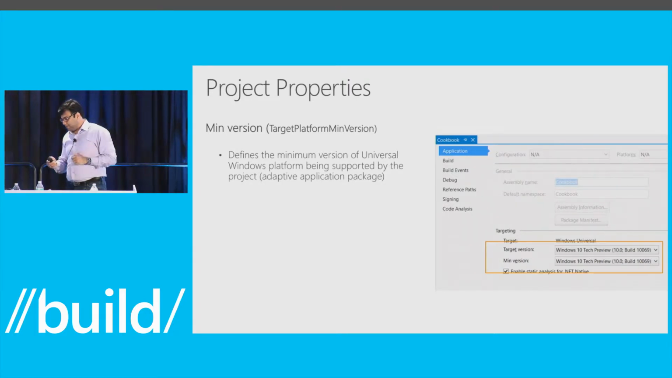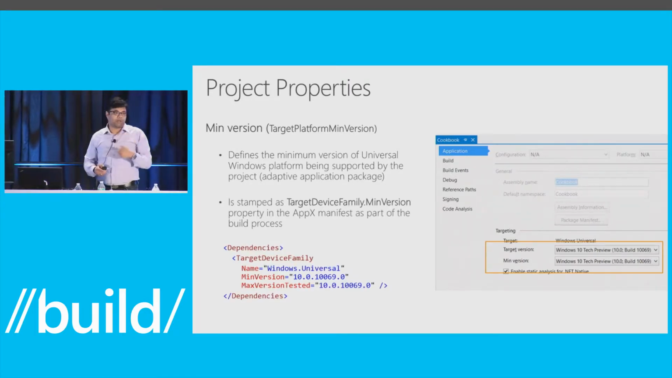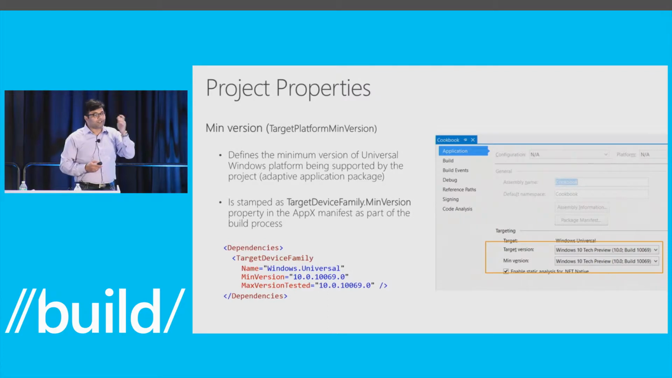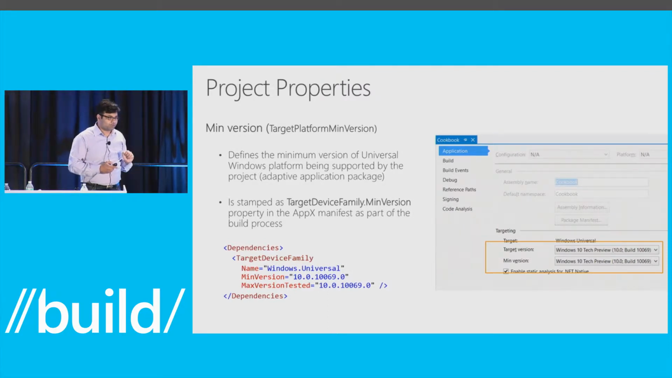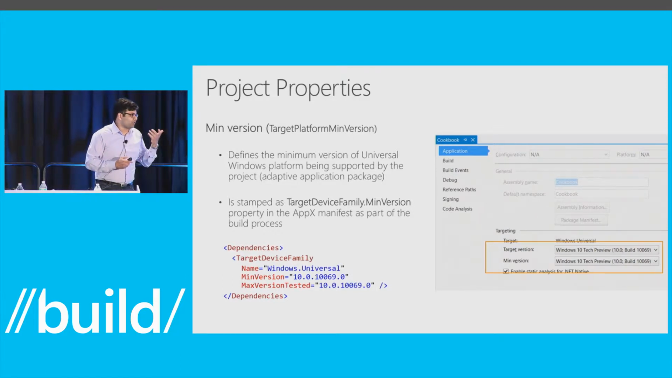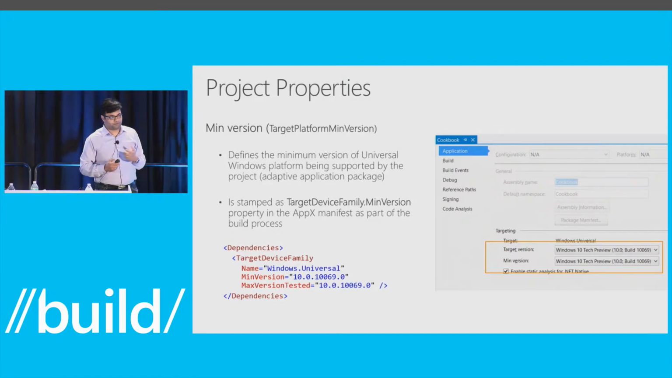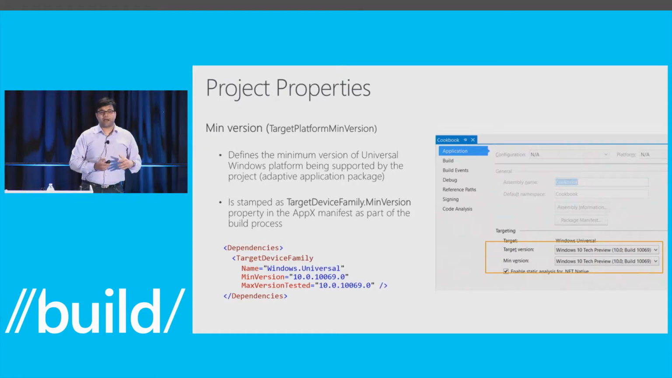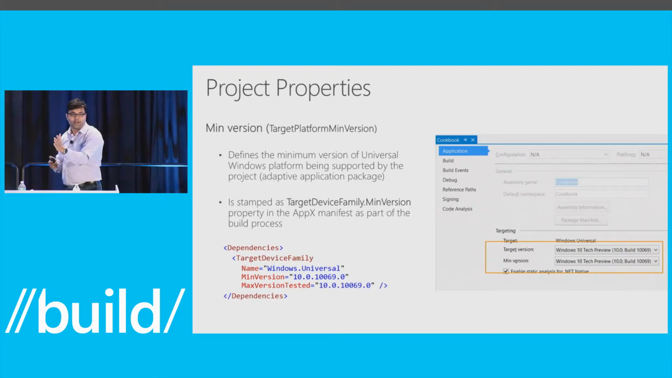This min version property, as part of the build process, will be stamped as a min version in your manifest file. And when the store sees this manifest file, it will filter the packages based on this min version. As an example, if I am running a device which is running the 150 version of Windows OS, which is 10.0.150.0, and I try to use this package, the store will not even list it because it will see the min version required for this package is 69, so it will automatically filter that.